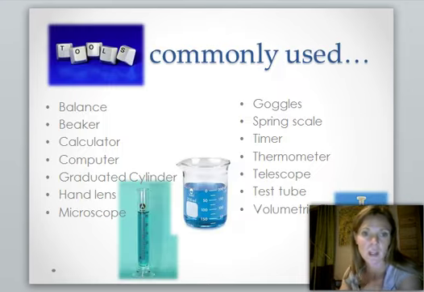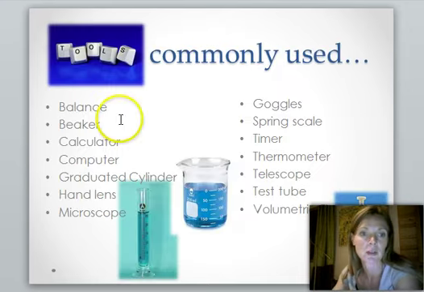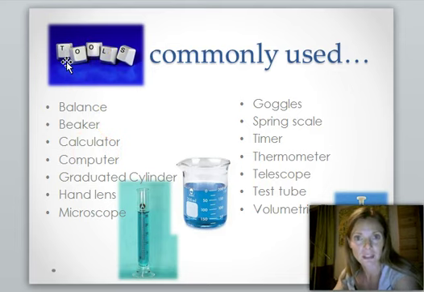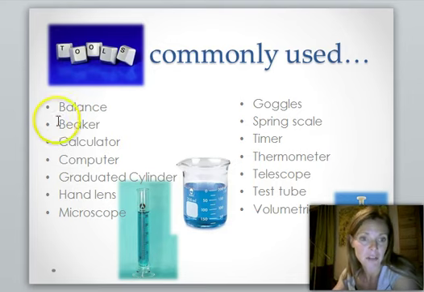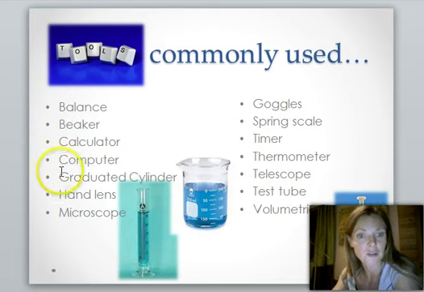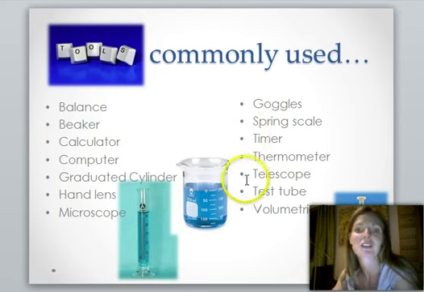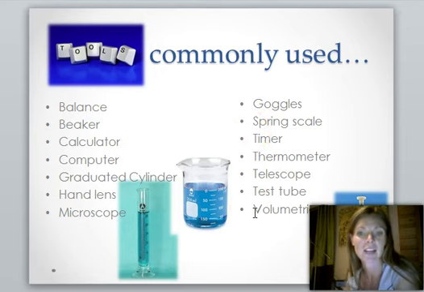So here are some tools that are commonly used, and you're going to see a list of these in your lesson, so please make sure that you are familiar with all these, that these will be used time and time again when you're in a science class. So you have a balance, beakers, calculators, computers, graduated cylinders, hand lens, microscope, goggles, spring scale, timer, thermometer, telescope, test tube, and volumetric flasks.